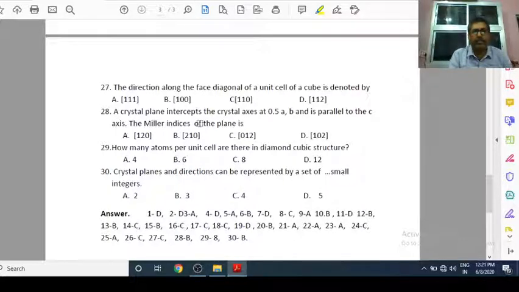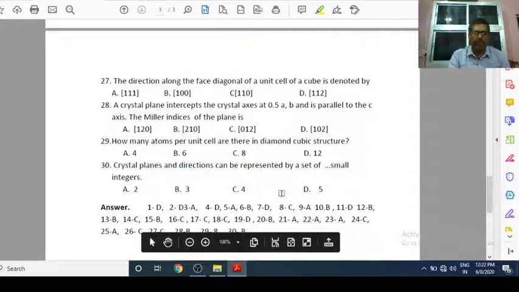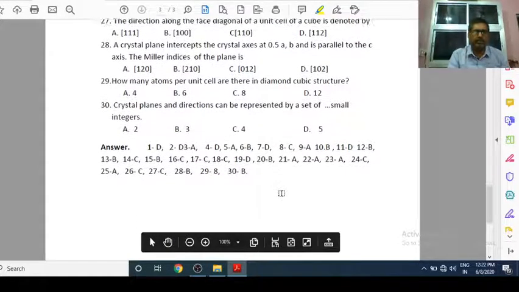28. A crystal plane intercepts the crystal axes at 0.5 a, b and is parallel to c. So its intercepts are 0.5 a, 1 b, and parallel to c means infinity. 29. How many atoms per unit cell are there in a diamond cubic structure? And the last question, crystal planes and directions can be represented by a set of. So in this way there are 30 questions.